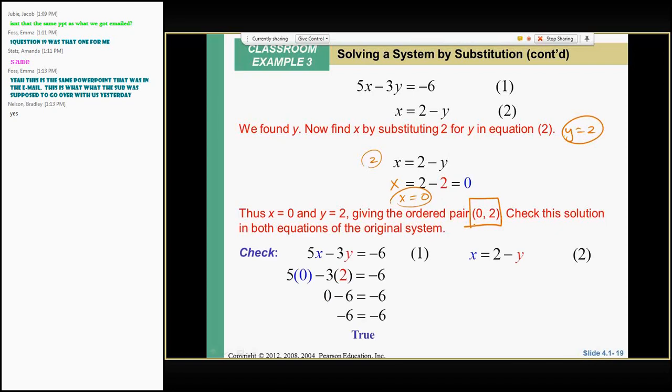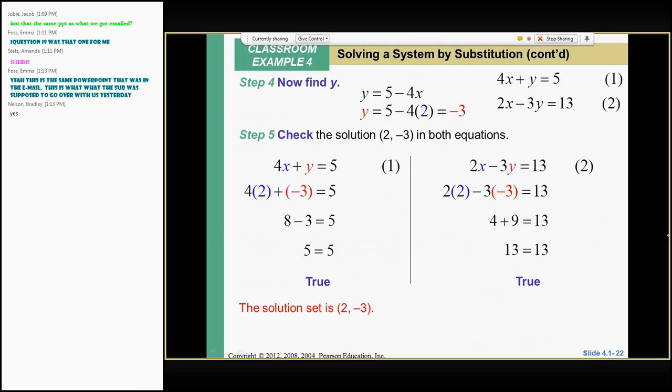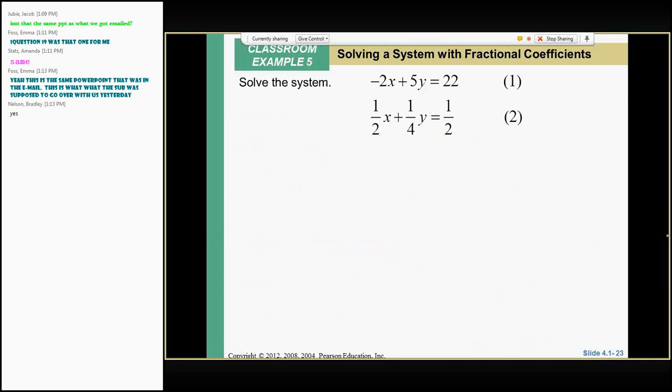Now they do checks, but you don't have to do checks. Honestly, you can stop right there. So that's substitution. Now this should have been reviewed from a previous class, but that's okay if it isn't. Now I'm going to do example 5 with you. And I don't like A's, 1s, and 2s. I'm going to do A and B.